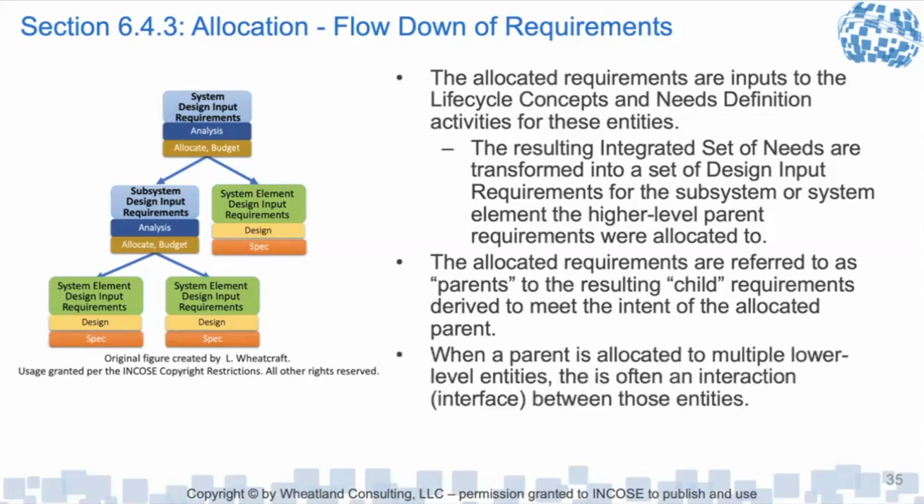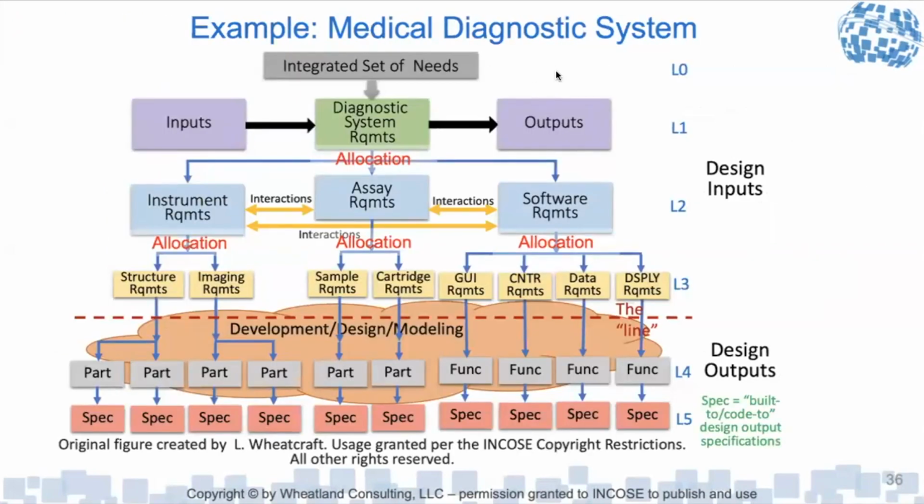A parent is allocated to multiple lower level entities. There's often an interaction or interface between those entities. Here's an example of a medical diagnostic system. And so I have diagnostic system requirements. I have biological samples as inputs, and outputs from that system are reports provided to the doctors, nurses, medical professionals, and the patients. But the diagnostic system requirements are going to be allocated to different parts of the architecture.